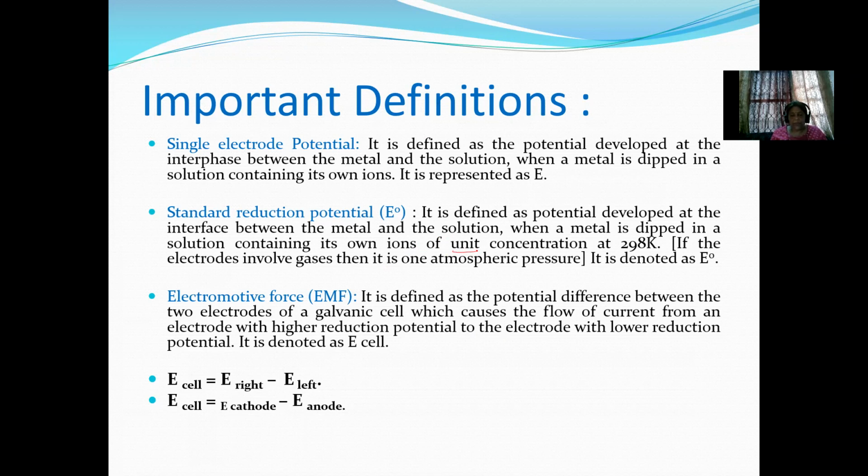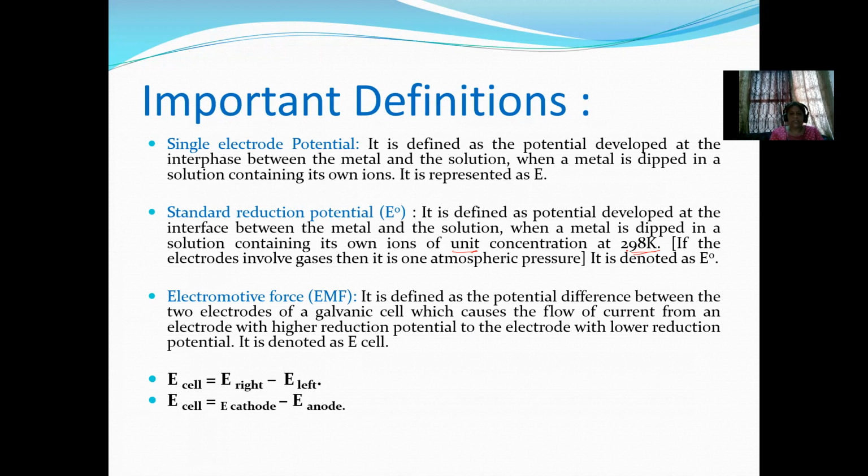This is important. The concentration of the electrolyte must be 1 molar, that is unit concentration, and the temperature must be 298 Kelvin. These two things should be maintained. That is, the concentration of the electrolyte must be 1 molar and the temperature must be room temperature, that is 25 degrees centigrade or 298 Kelvin. If you maintain these two conditions strictly and calculate the reduction potential values, then it is called the standard reduction potential, right?